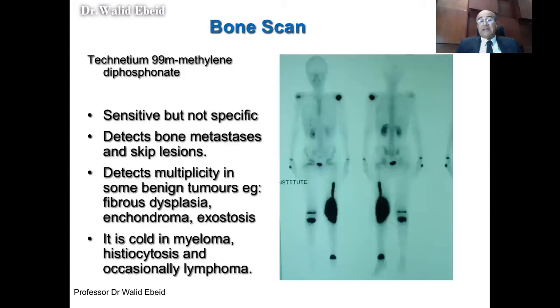A bone scan is a very sensitive but not specific study because infections, fractures, etc. could show uptake. However, the bone scan is of value to detect skip lesion, bone metastasis, multicentric tumors, etc. We should also remember that there are certain types of tumor that are cold on scan, like the myeloma and histiocytosis.